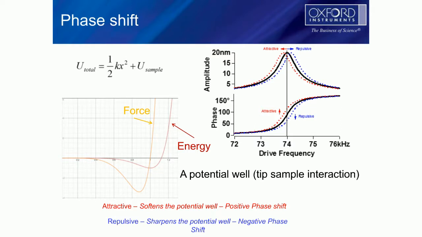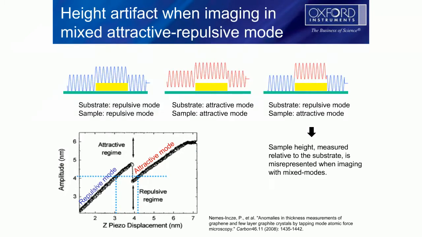This slide contains an image from, I believe, Garcia's paper, and it shows this sharp transition when you go from attractive to repulsive, and this is the source of your error. If we look at the upper left part of this graph, this is essentially tapping mode, or AC mode. We call it AC mode; there's history behind that one.